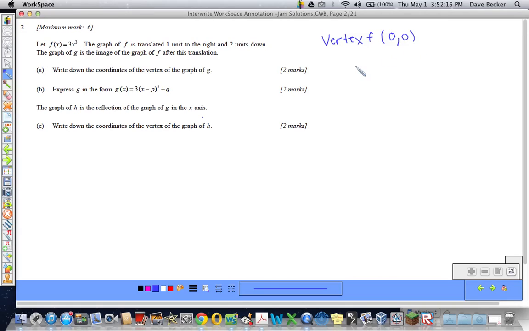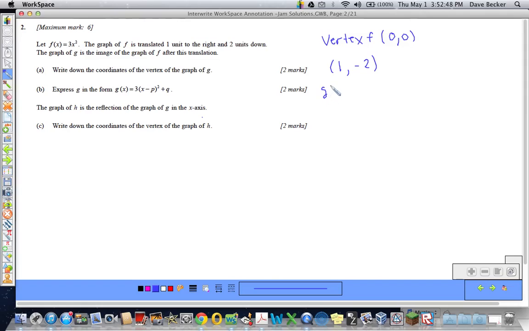So if I am going to shift 1 unit to the right and 2 units down, that's a horizontal shift of 1, so 0 is going to go to 1. 2 units down is going to be negative 2, so that's my new vertex. Express g in the form g of x equals 3 times (x minus p) squared plus q. Okay, so that would be, it's just a translation.